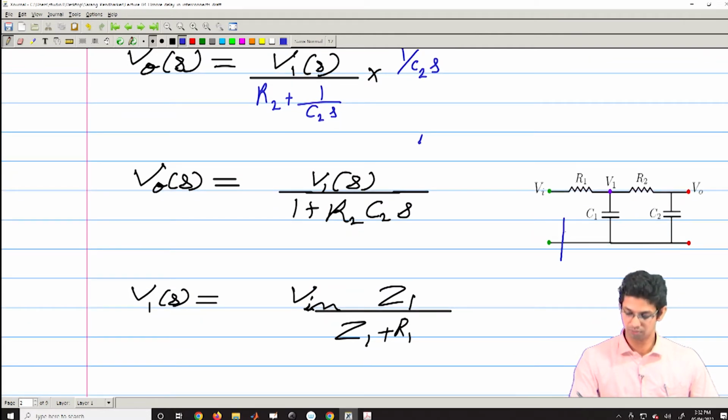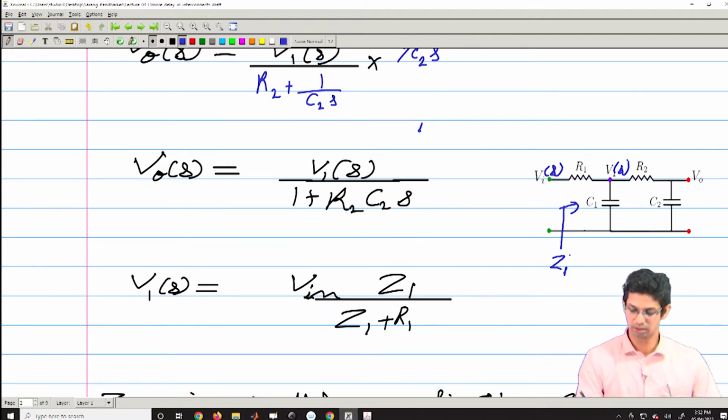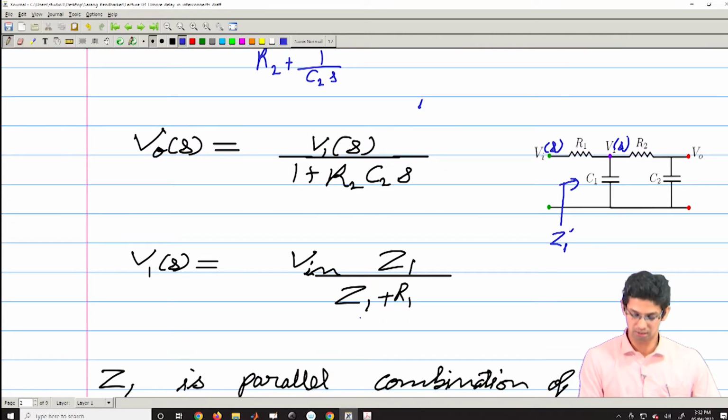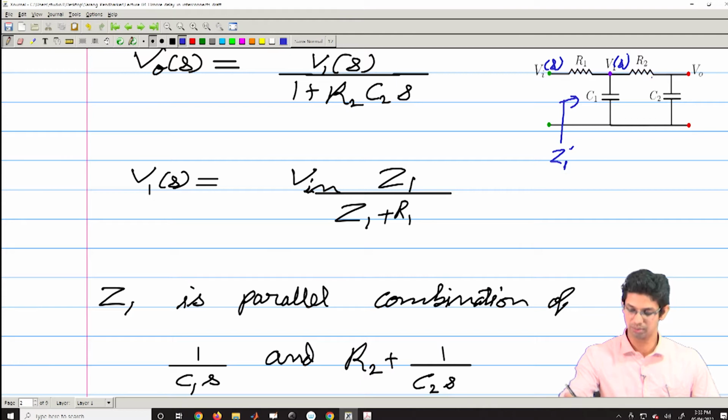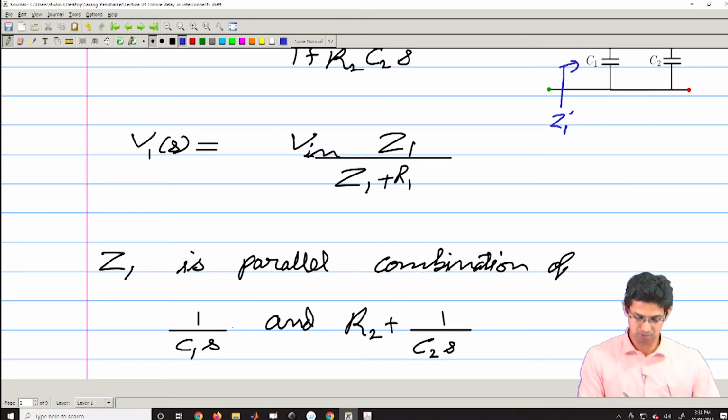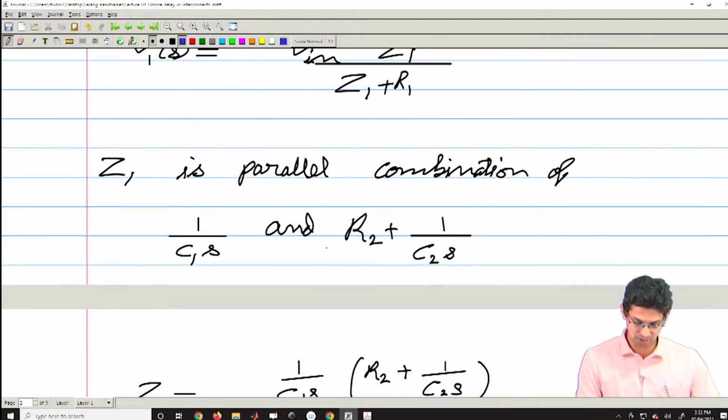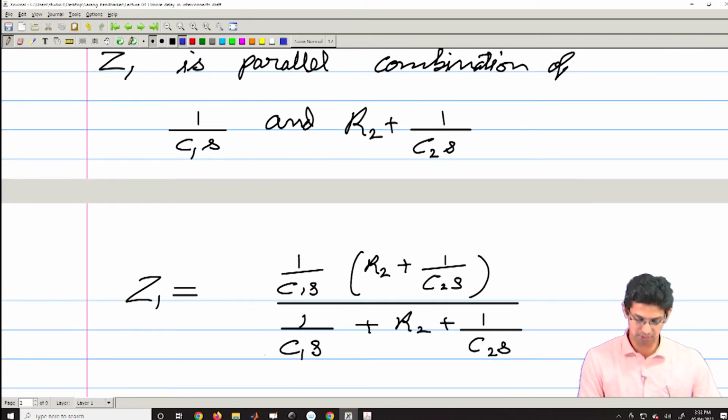Now, we had defined my Z1 here. So, my V1 of S would be related to my V i of S like this, as per this equation. This is my Z1, and this Z1 is the parallel combination of 1 by C1 S and R2 plus 1 by C2 S. So, this will be a parallel combination. When you substitute this, you will get Z1 like this.